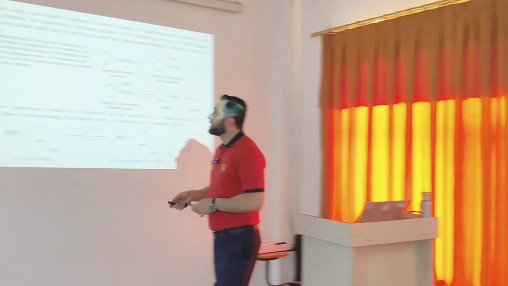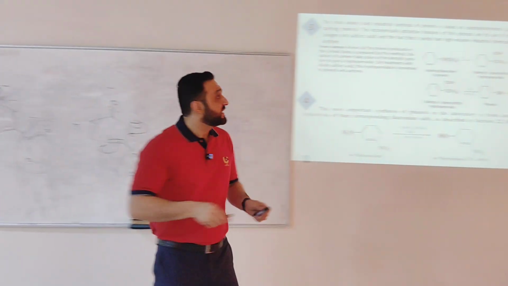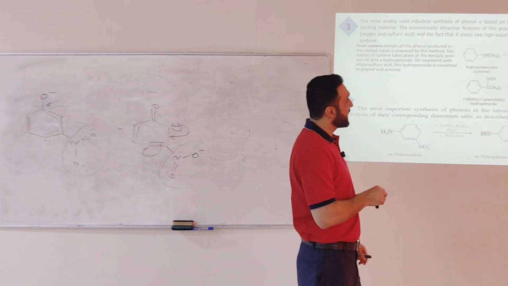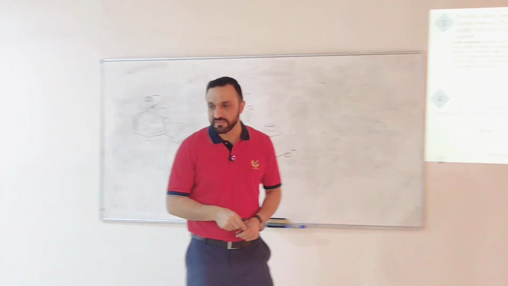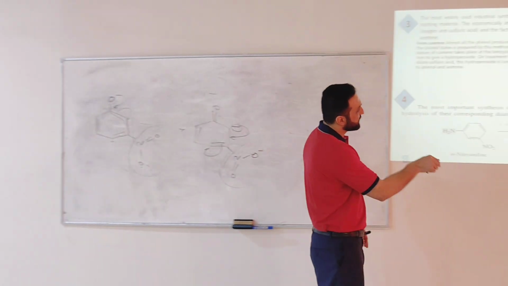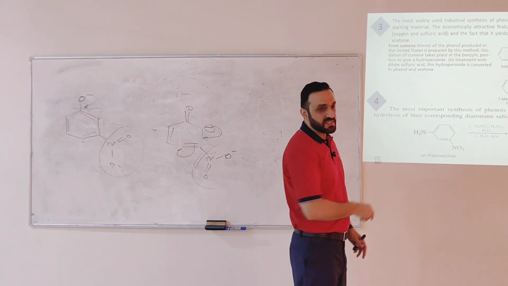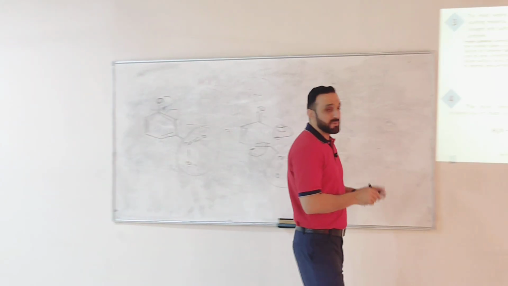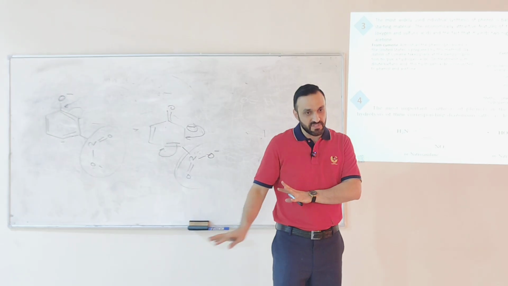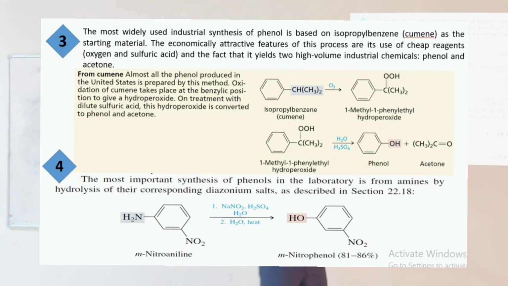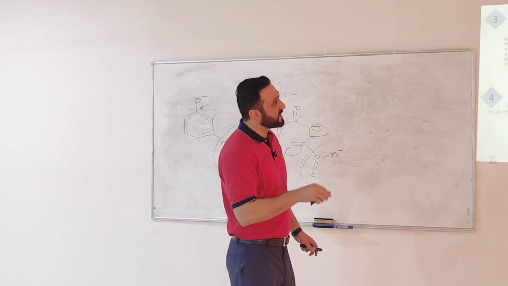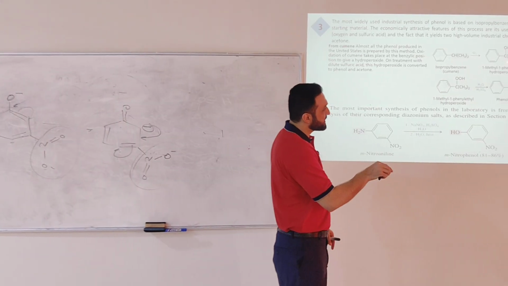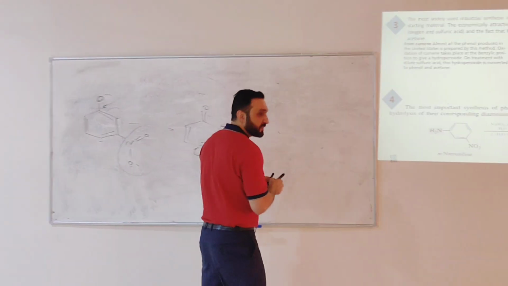The most widely used industrial synthesis of phenol is based on isopropyl benzene, the cumene. A very common name for isopropyl benzene is cumene. This is industrial, not in the lab. The isopropyl benzene, the cumene, can react with oxygen to give you the peroxide form. This is the peroxide form, like hydrogen peroxide.